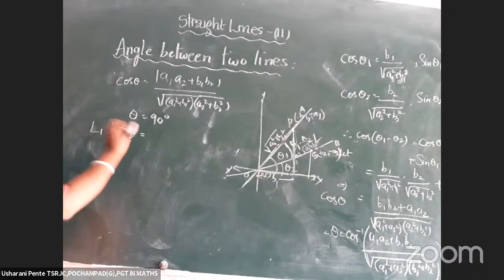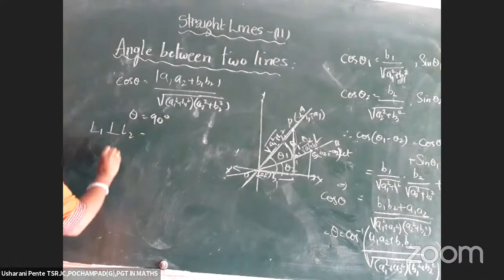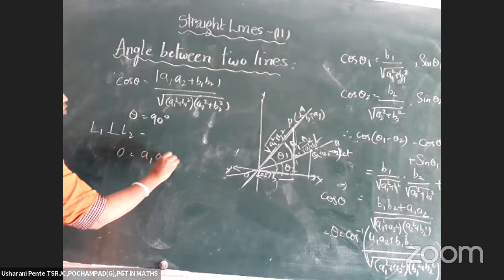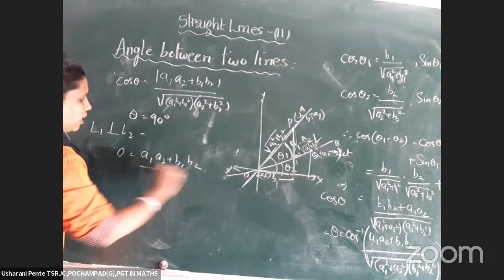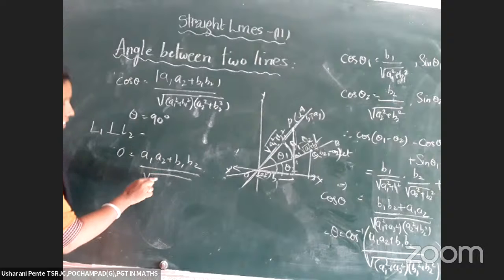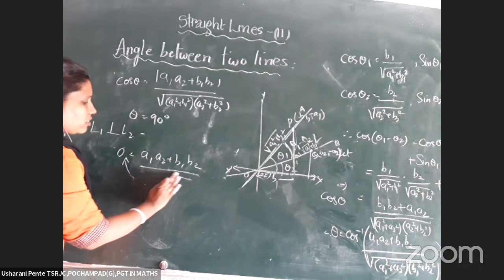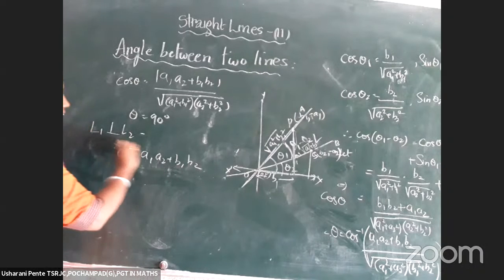What kind of condition do we get? Cos 90 is 0, so 0 is equal to (A1 A2 plus B1 B2) divided by the square root of the denominator. The root value goes to the other side, and 0 into something will be 0. So this is the condition.